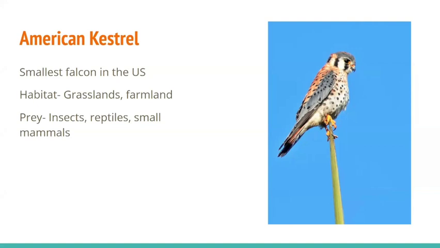So if ever you're going by a grassland and you see a kestrel box, keep an eye out for a kestrel. For prey, they tend to prefer insects, reptiles, and smaller mammals, although they will also target songbirds.